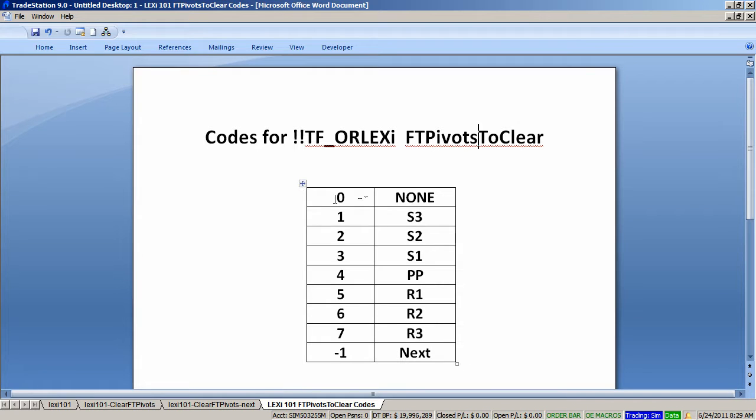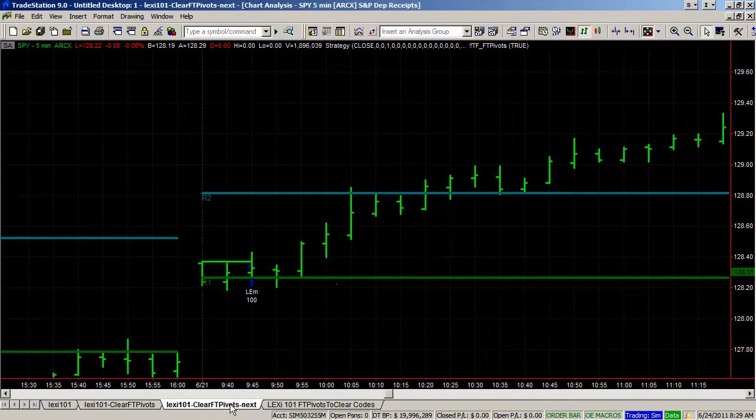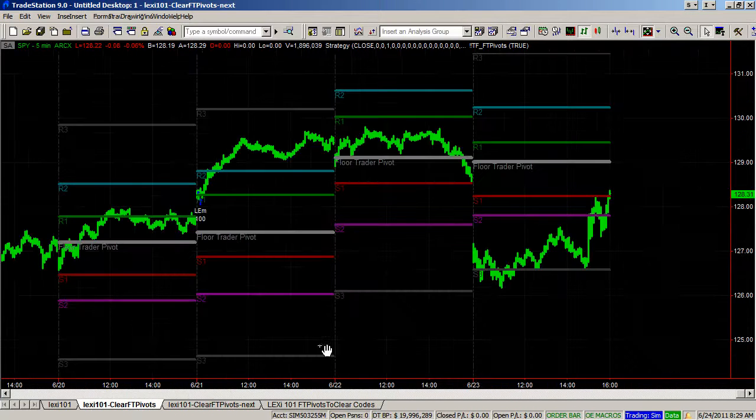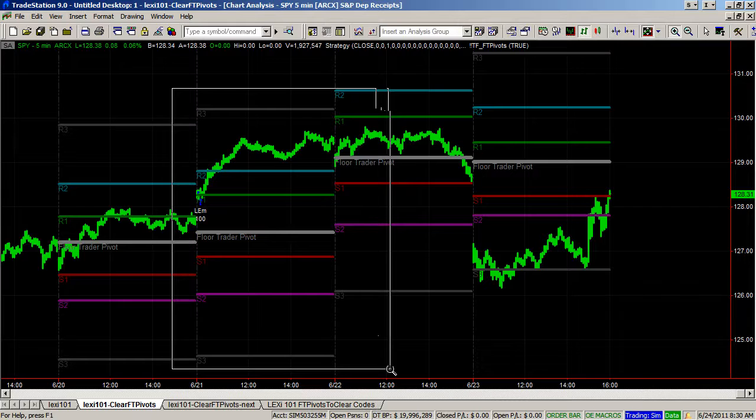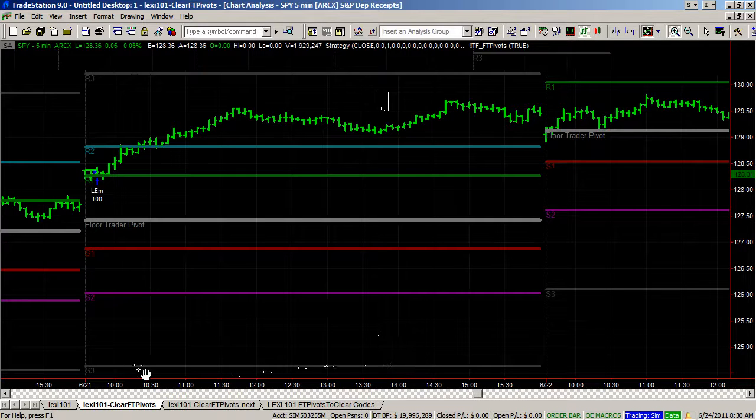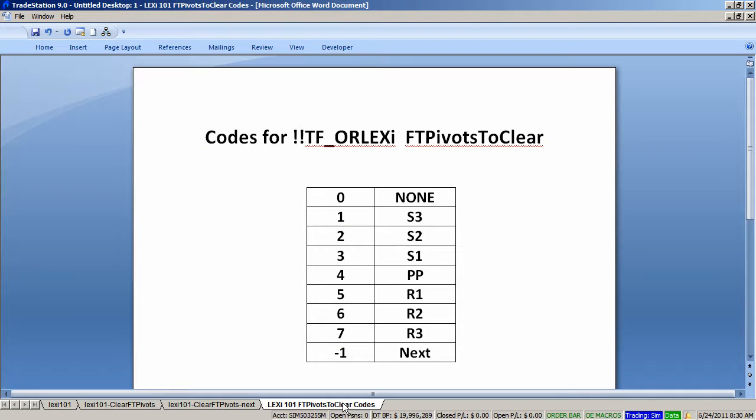Okay, if you count 0, which means don't use it. But if you want to clear a specific pivot, you can use those codes, and it's pretty easy to remember. 0 is none, 1 is S3, 2 is S2, 3 is S1, then 4 is the floor trader pivot itself, 5 is R1, and 6 is R2, and 7 is R3. That's what these codes are.